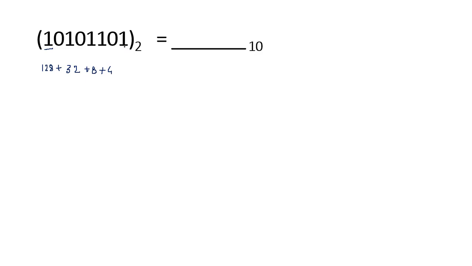2 raised to 0 means 1, 2 raised to 1 means 2, 2 raised to 2 means 4. Then this 2 is here, but the multiplier with 2 is 0, so I don't require to write it, right? And then you have a 1. If you do the summation of this 128 plus 32, how much? 160. 160 plus 8, 168, 172 and 173. So my answer is going to be 173. Right? This is how you can do conversion.